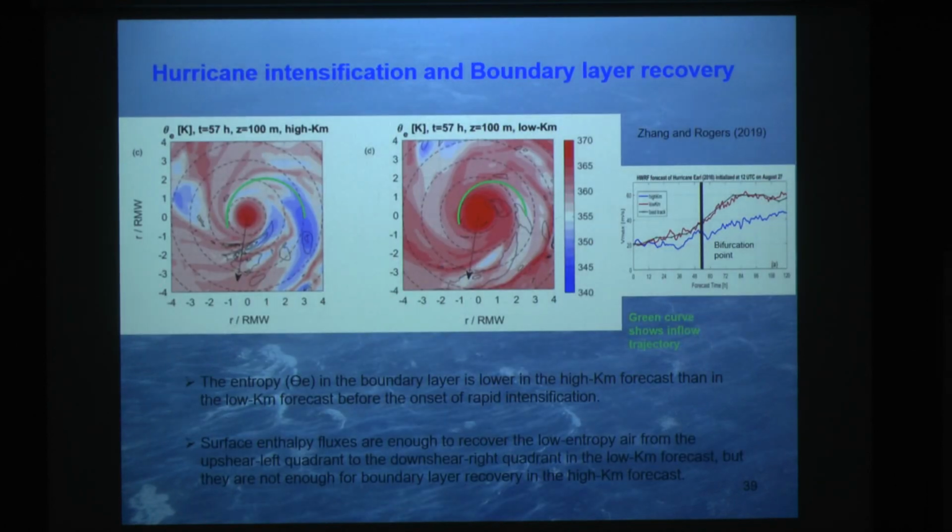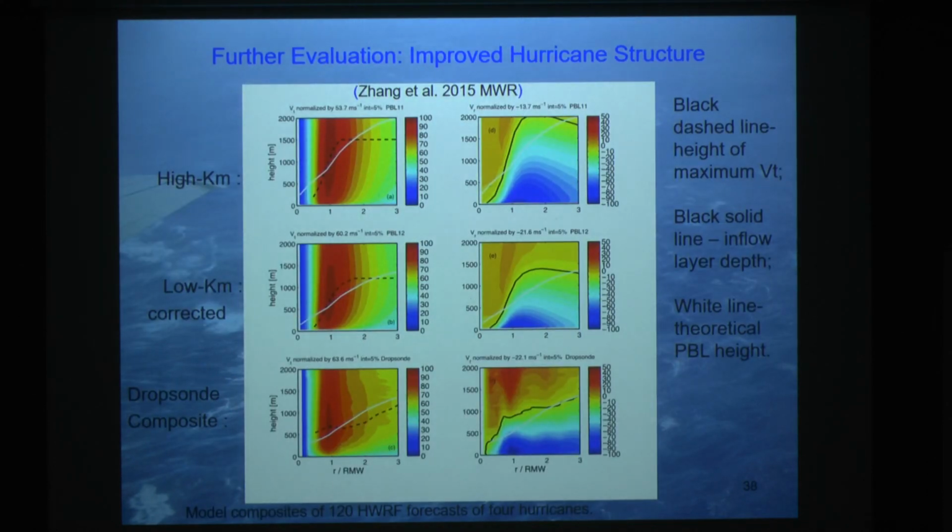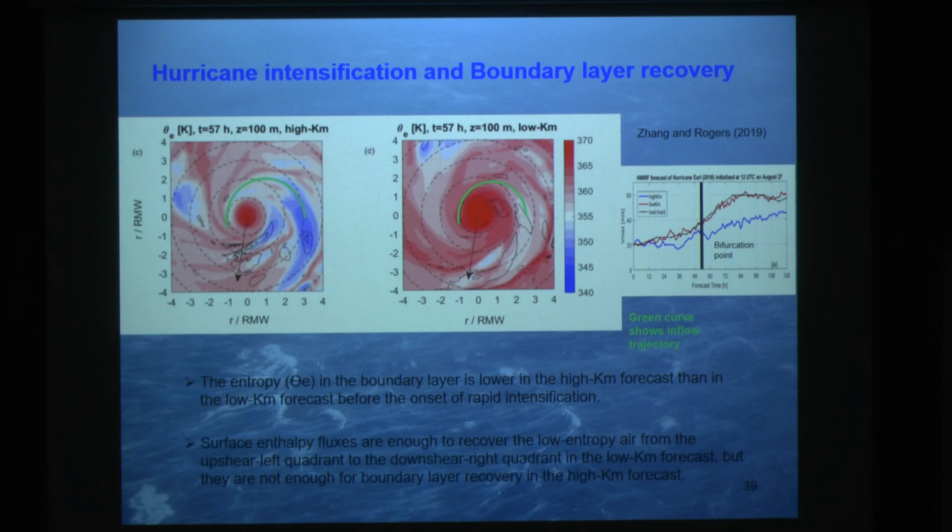So, this is the last slide. Basically, this is a case study. Those figures are actually a composite of 120 H4 forecasts of 4 storms. So basically, this is a composite of the model run compared to the composites of 800 dropsondes. So in the case study, we also look at the boundary layer recovery process and also other physical processes. This is an example of what I did recently. Compared 2 H4 forecasts of Hurricane Earl 2010.